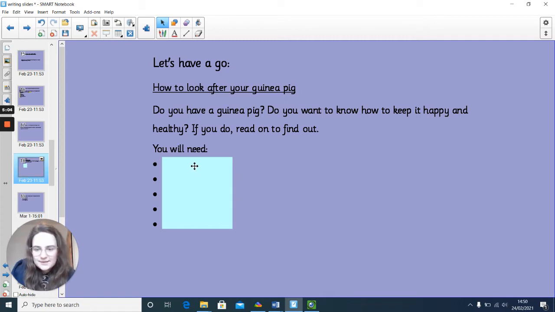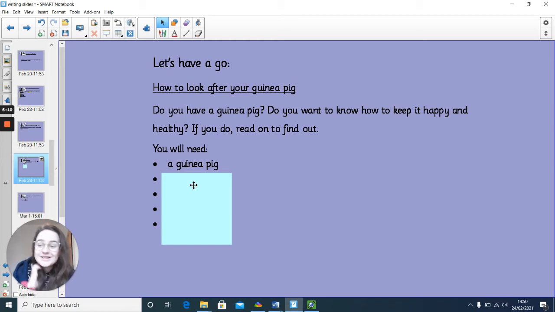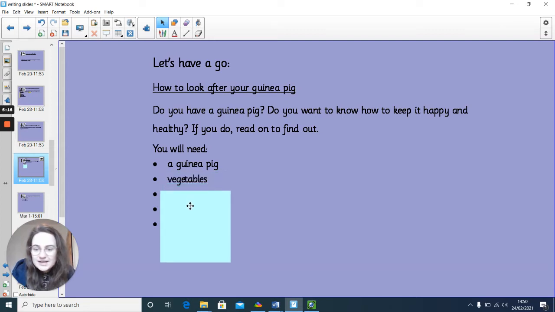Let's see what's here. You will need a guinea pig. Well, yeah, because if you're going to look after a guinea pig, you will need a guinea pig, won't you? Next bullet point. You will need some vegetables because the guinea pigs will want to eat the vegetables because they're herbivores. So you will need a guinea pig, vegetables.